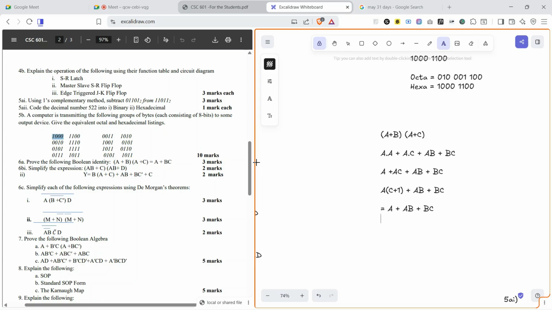This will now be equal to, same thing, factor out A: A times 1 plus B, plus BC. So this is equal to A plus BC. So now you say that it shows that the left hand side is equal to the right hand side, since this is also equal to what you have there. So you do the same thing for this one too.